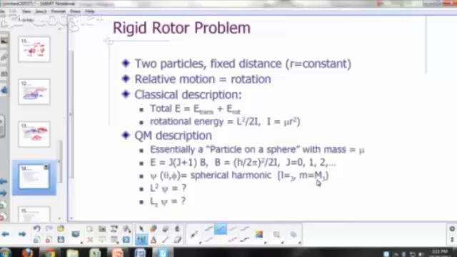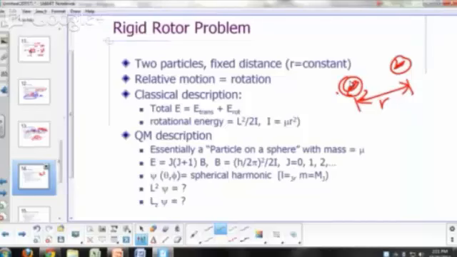In a rigid rotor problem, you have two particles, particle 1 and particle 2. The distance between them is fixed. So it's like a dumbbell, basically. Of course, there isn't anything between them, right? It's just that the distance is fixed. So this distance r is constant.